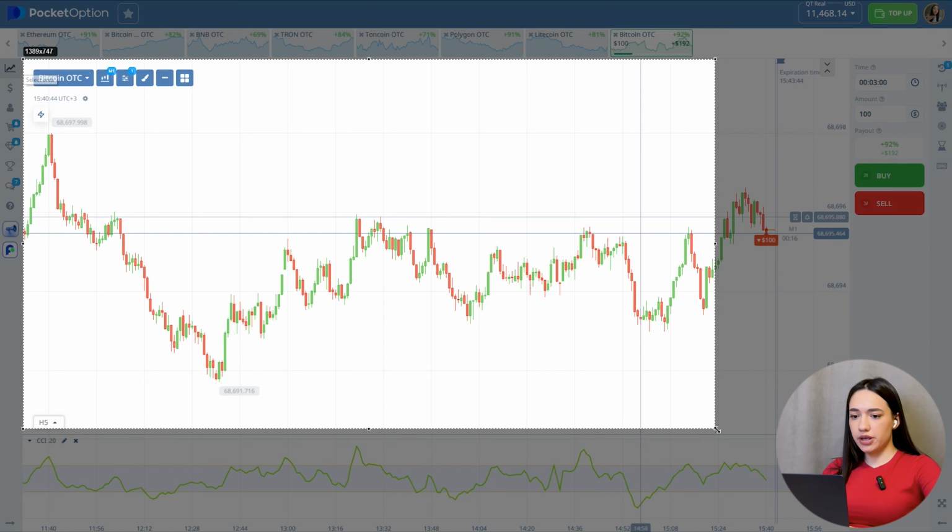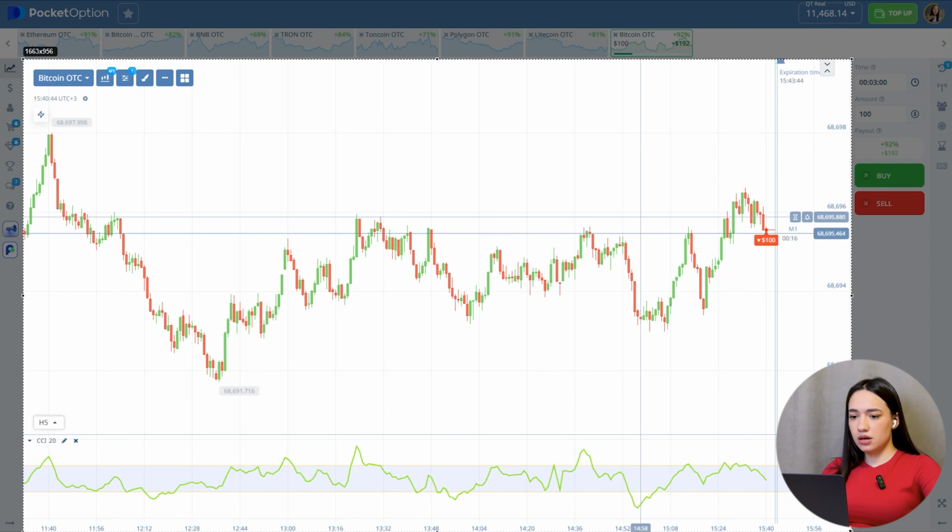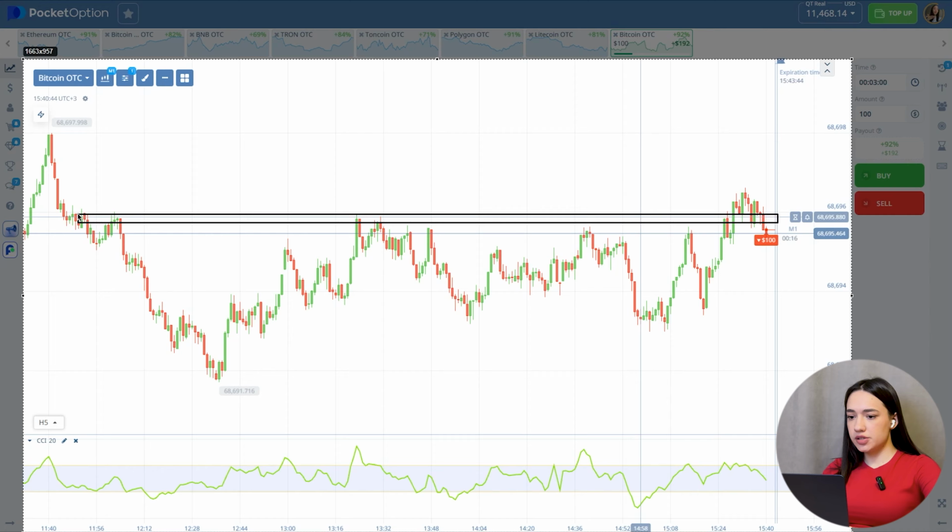Let's highlight the working area. And yeah, so what do we see here? Yeah, here's the area from which price bounced and went down. That's a good corridor. It could be made a bit wider, but visually it's already clear that it's present.